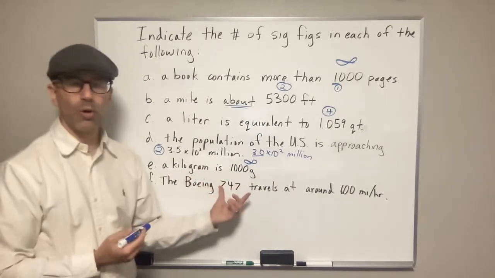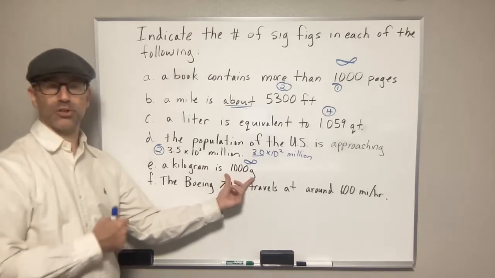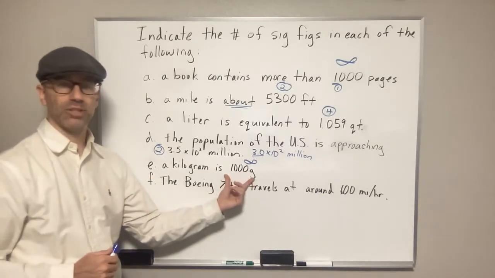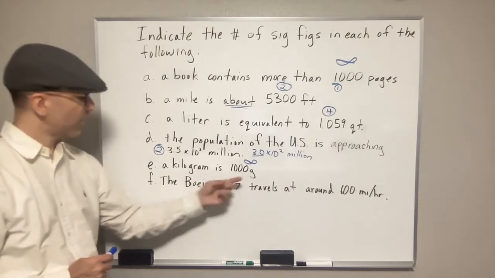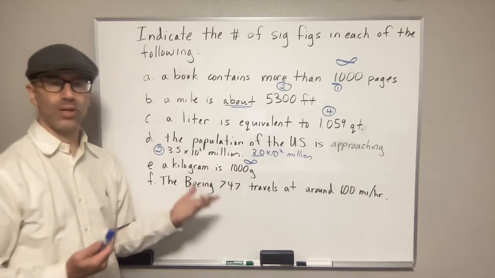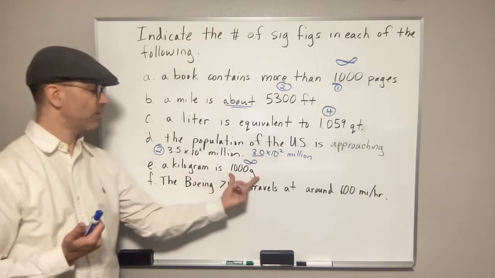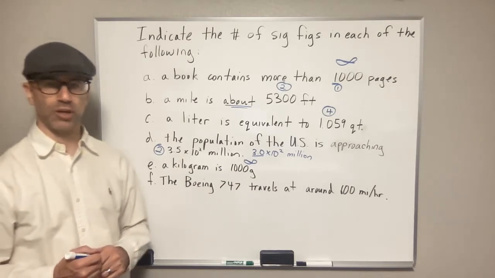But if we didn't know that this was exact and we were going to figure out the number of sig figs, it would be only one sig fig because there's no decimal point there. So these zeros would not be significant. But in this case, this is an exact number, so you've got an infinite number of sig figs.